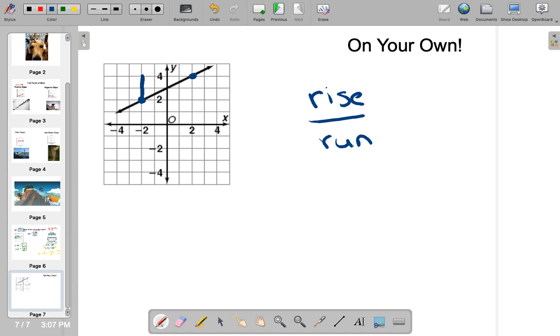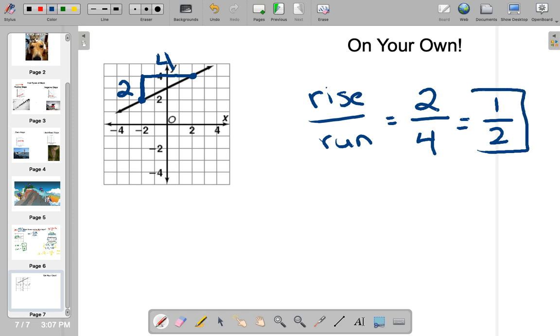So from here to here, I am increasing by 2. And from here to here, I am increasing by 4, which means my rise is 2 and my run is 4, which is equal to the fraction 1/2, which means for this problem, my slope is equal to a positive 1/2.